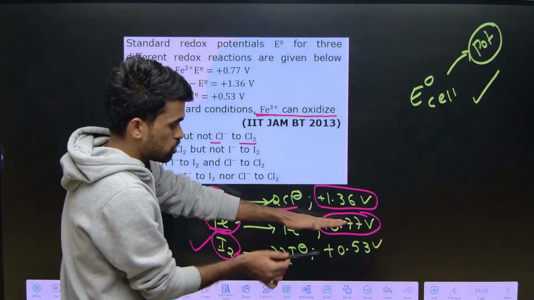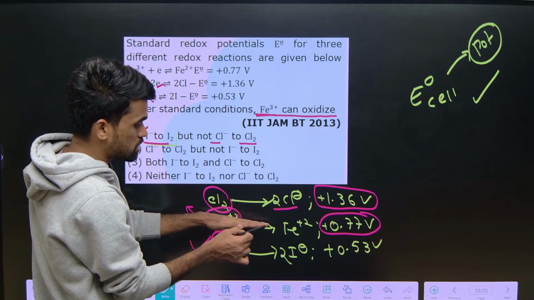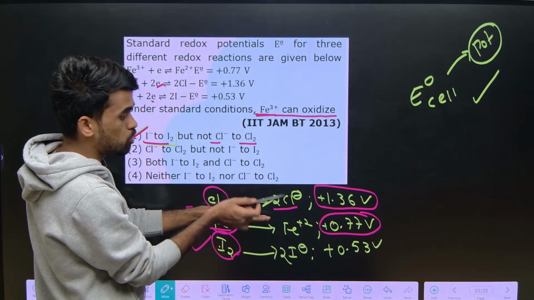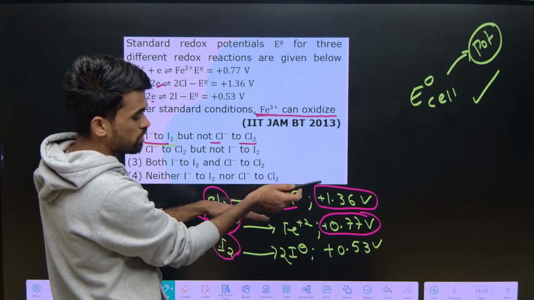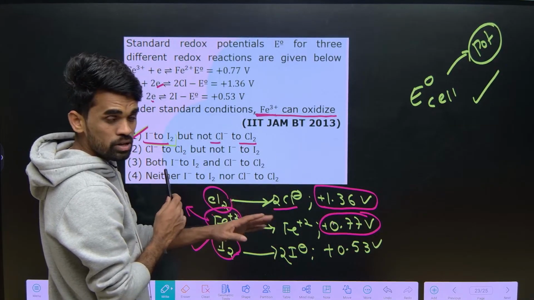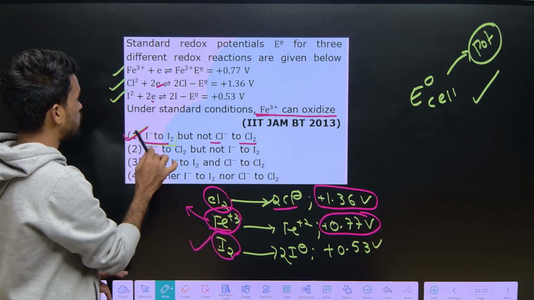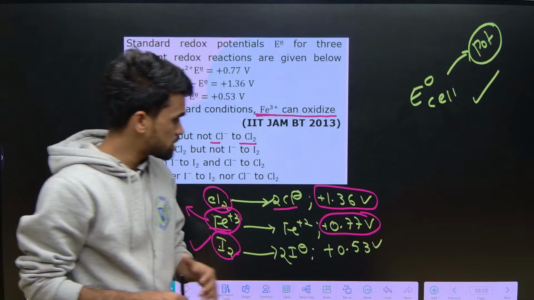Now Fe+3 can oxidize the species which are below it but not above it. Arrange them in decreasing order of value. If a species is above, it cannot get oxidized; if it is below, yes, it can be oxidized. That's it. Only the first option will be your answer for the question. Okay, right. Next.